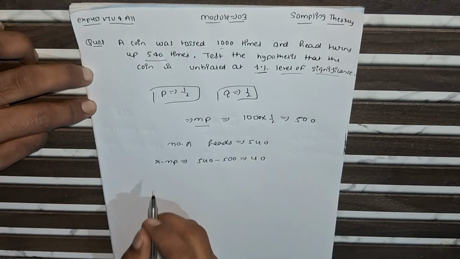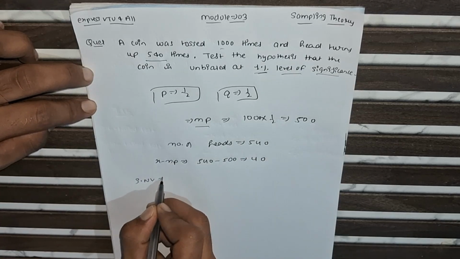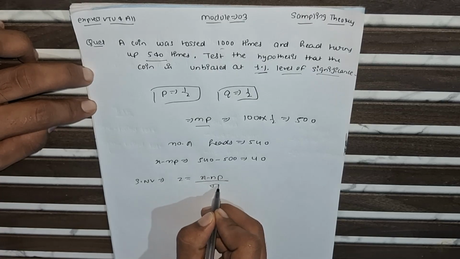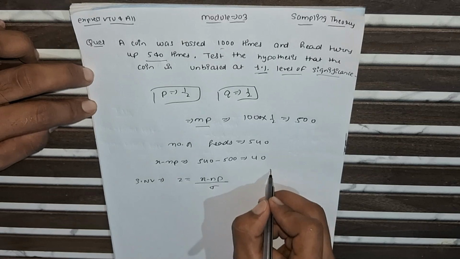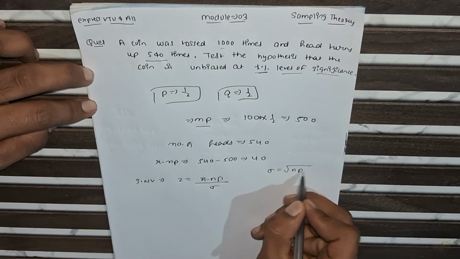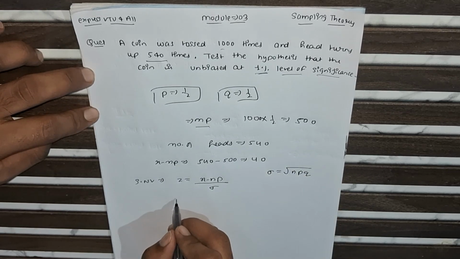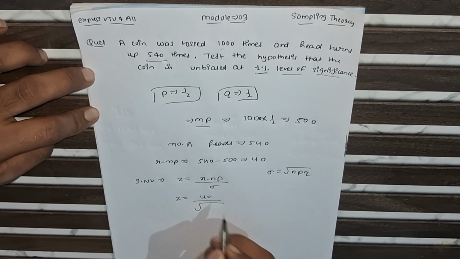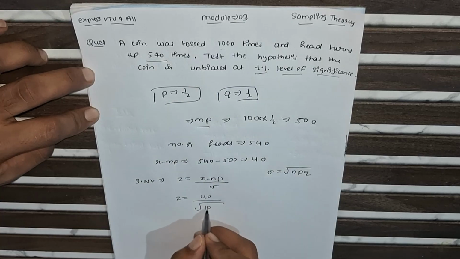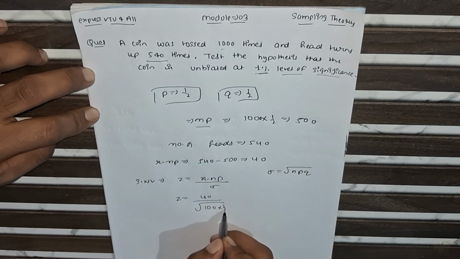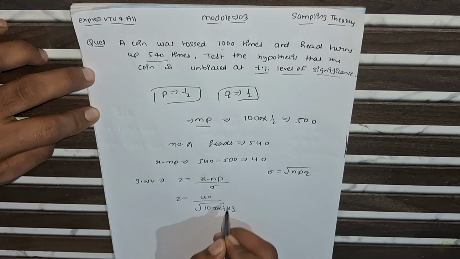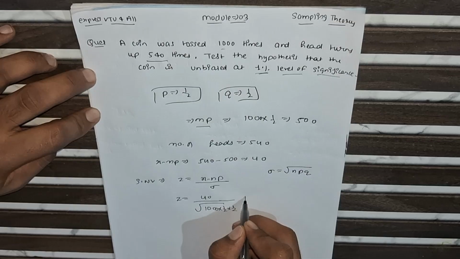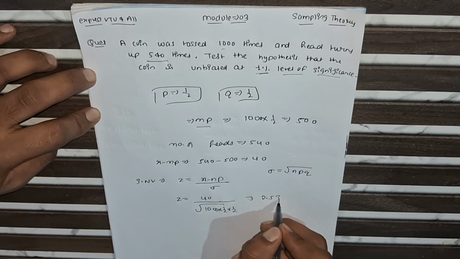Now our SNV, which is z, equals x minus np by sigma. So what is the value of sigma? Sigma is nothing but under root npq. So z equals, what is the difference? 40 divided by under root, what is the value of n, which is 1000, multiplied by p value 1 by 2 and q value also 1 by 2. When you solve it, it becomes 2.53.